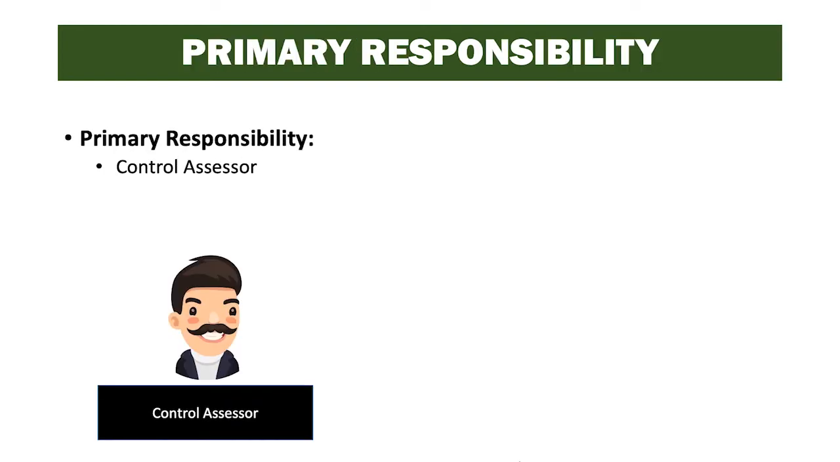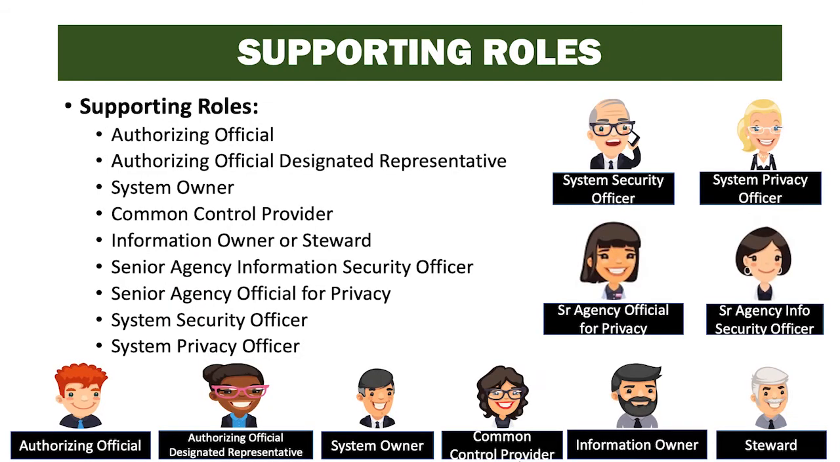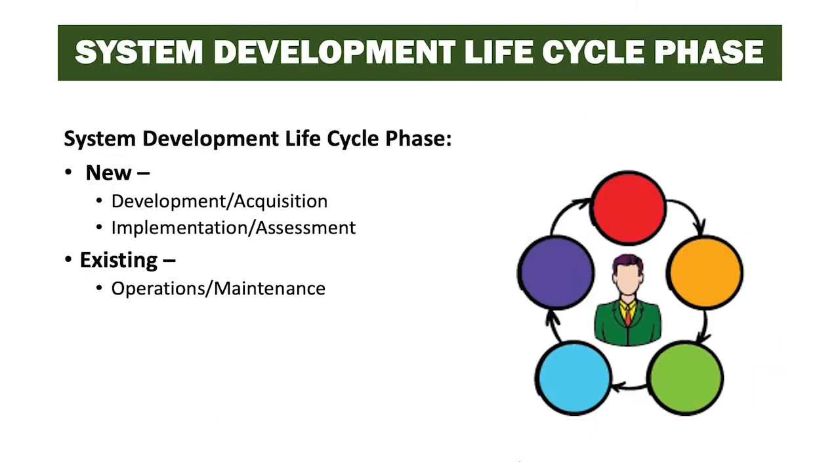Primary responsibility for this task is the control assessor, and the control assessor is supported by the authorizing official, the authorizing official's designated representative, the system owner, the common control provider, the information owner or information steward, the senior agency information security officer, the senior agency official for privacy, the system security officer, and finally the system privacy officer.